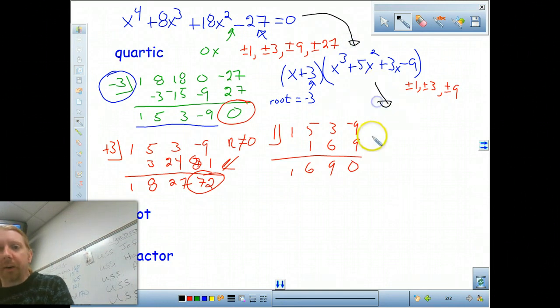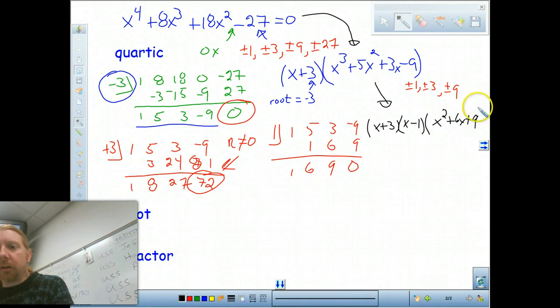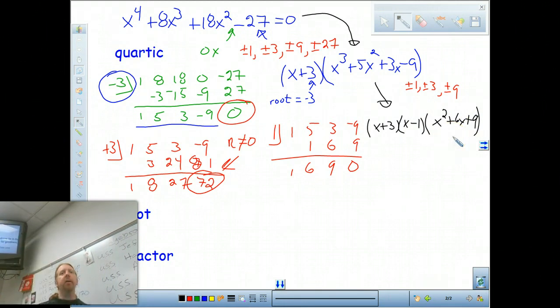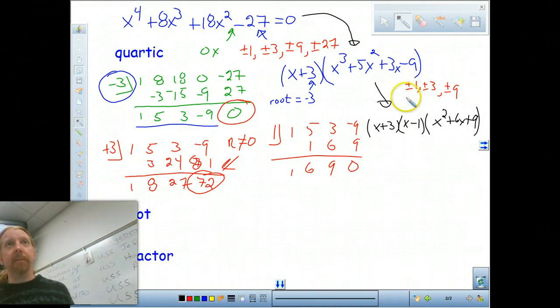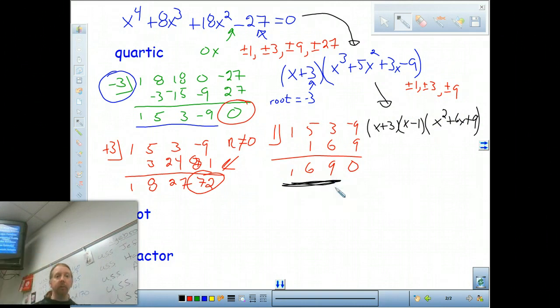Now I'll go a step further. I've got x plus 3, x minus 1, and now I've got x squared plus 6x plus 9. Remember, you change the sign when you write it as a factor. It's negative 3 in the box, so it's positive 3 here when I write my factors out. And now I've got a quadratic. We go find our friend who's taking algebra 1. We say, hey, you know how to do these. You practice them. Here, more practice for you. You're welcome.